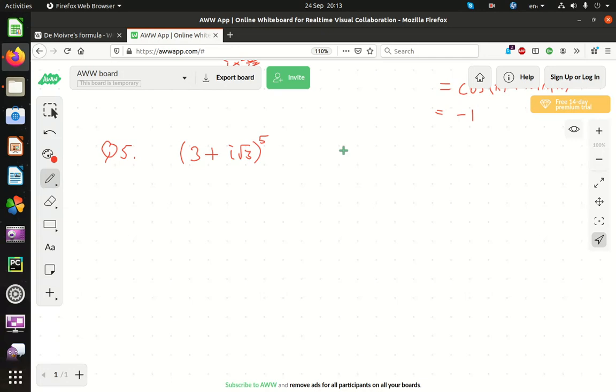We want to simplify that, or write it in the form a plus bi root 3. Now, your calculator, if you put it in complex mode, will do this straight away.